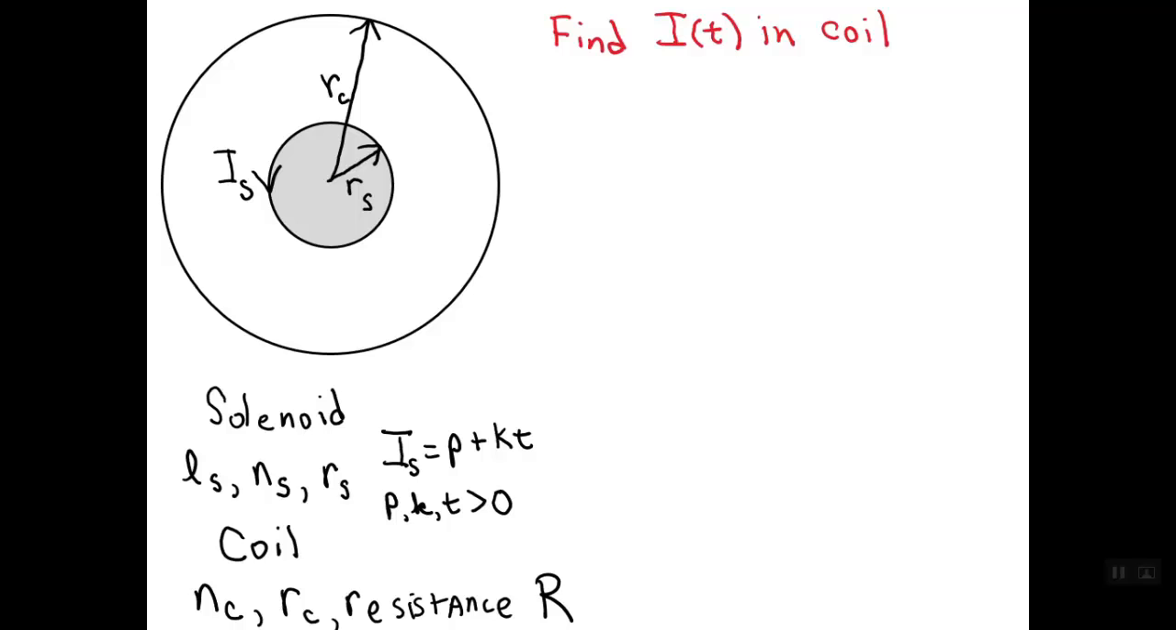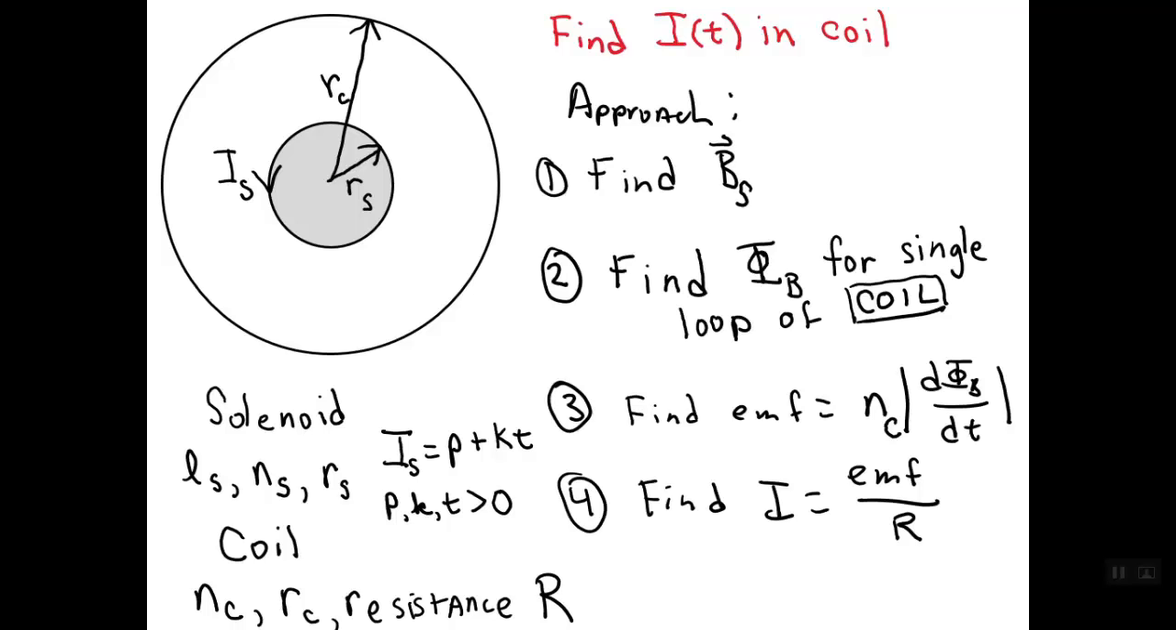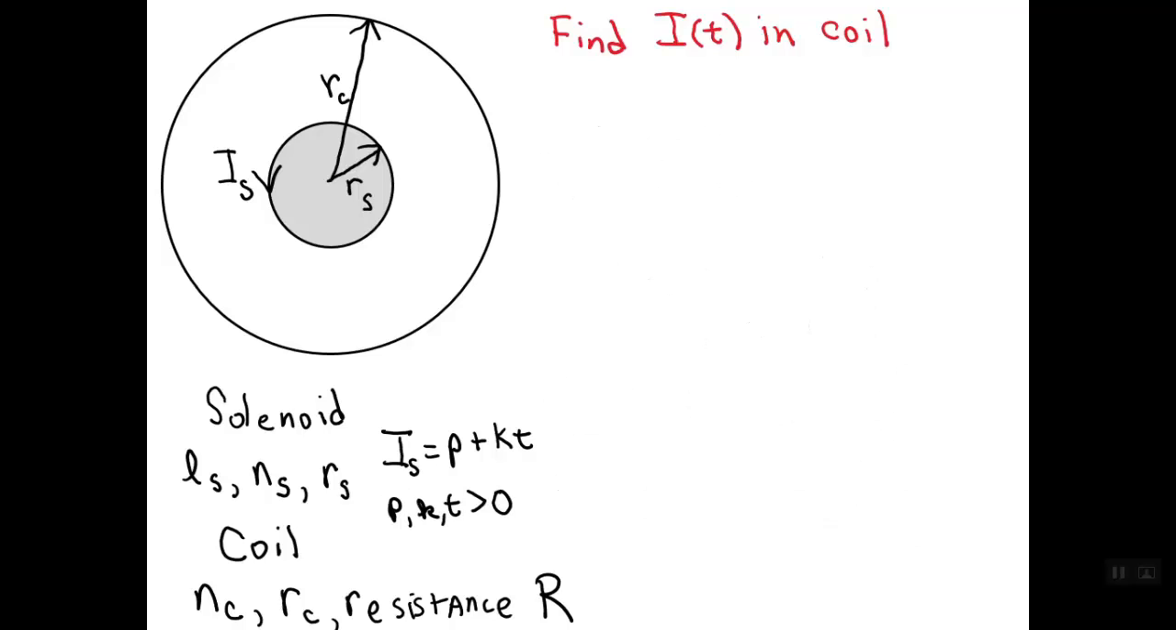Here's our approach. Find the magnetic field of the solenoid, then find the magnetic flux through a single loop of the coil, then find the EMF in the coil, and finally find the induced current I. As we just discussed, inside the solenoid, in the shaded region shown here, the magnetic field is given by this expression and is uniform everywhere in the shaded region.